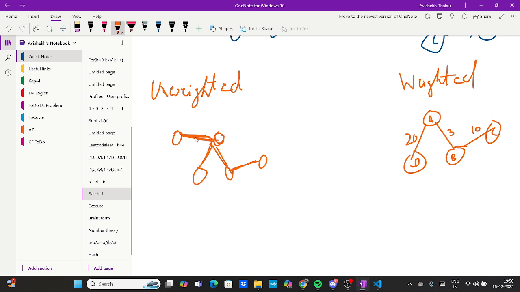Whenever you don't have any weights or numbers on an edge, that is known as an unweighted graph. In general, we think of it as a single unit, one unit. Unless weights are given, you can consider it one or zero. Sometimes you should consider one, sometimes zero. I'm just not writing it because unweighted is something which doesn't have any weight on an edge. Okay, is it clear? Unweighted and weighted.